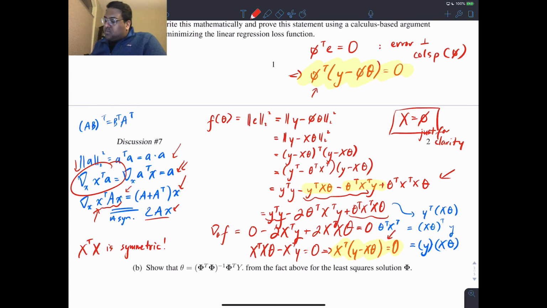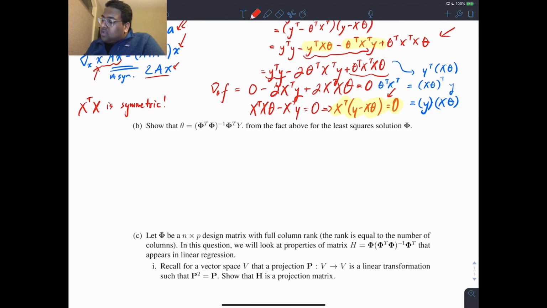And how we did that was we started off with our function being the L2 norm squared of y minus phi theta. We took the gradient with respect to theta, set it equal to 0, and found this relationship has to hold true. We haven't found the actual optimal value of theta. We're about to do that in the next part. But we've shown that the relationship that we claimed to be true actually holds true.